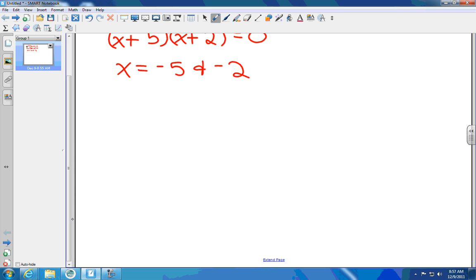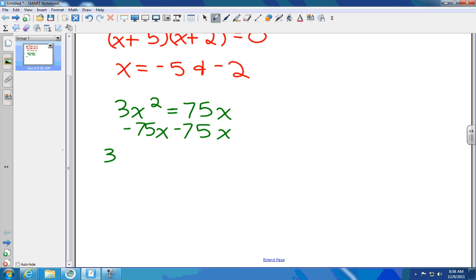Number 2, x squared plus 8x minus 3x squared equals 75x. So what's the problem here? Not set equal to 0. We have to move the 75x, and how do we do that? Subtract the 75x from both sides. So you're going to have 3x squared minus 75x. You can't actually do that, so you're just writing it. 3x squared minus 75x. Now that equals 0.